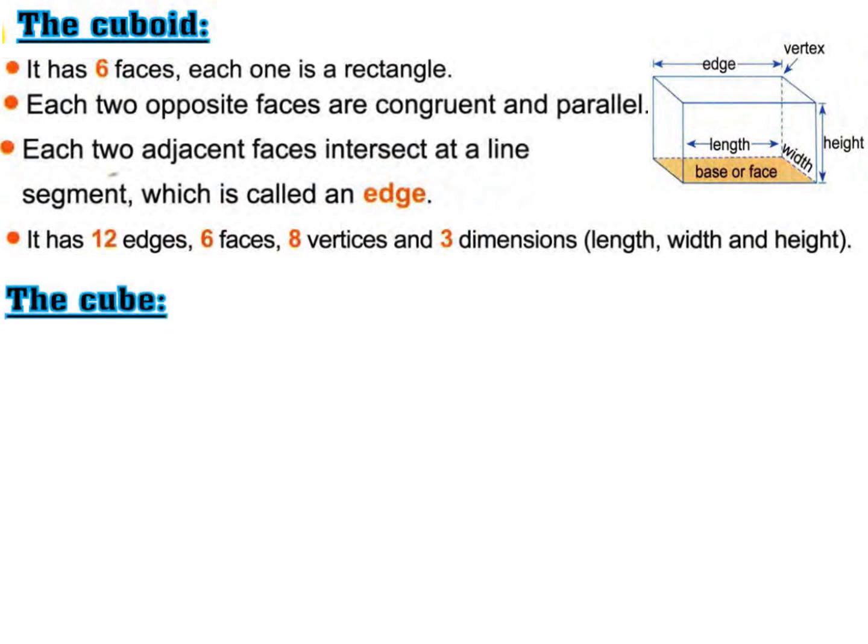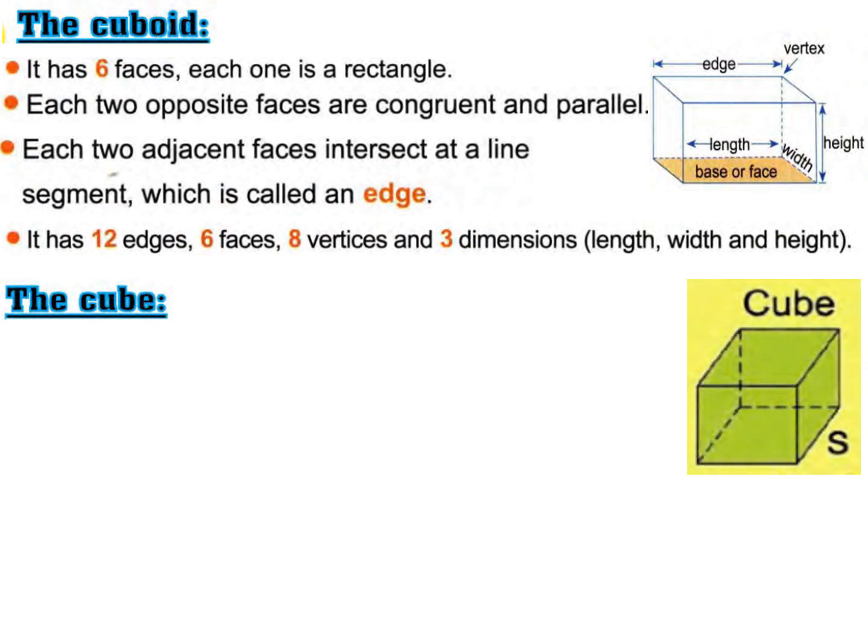The cube. Secondly, we will talk about the cube. The cube has 8 vertices, 12 edges, and 6 faces. Each one of these faces is parallel to its opposite face, and each one is congruent to the other.